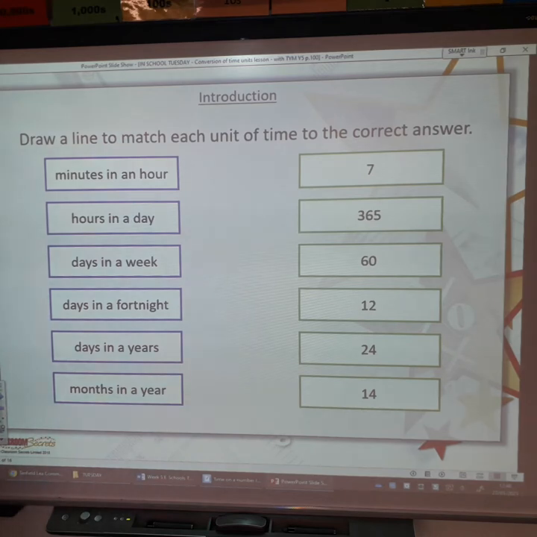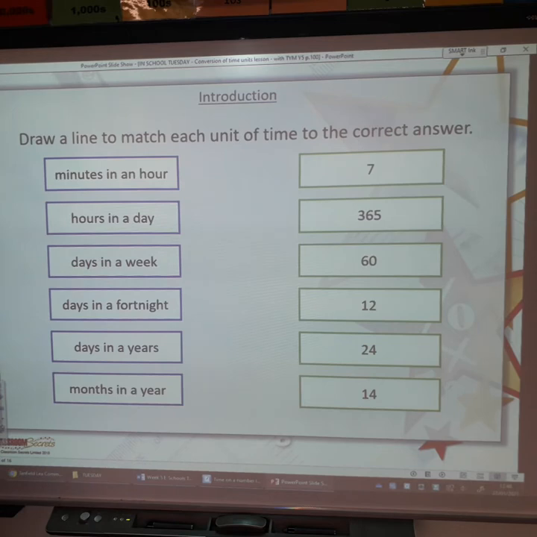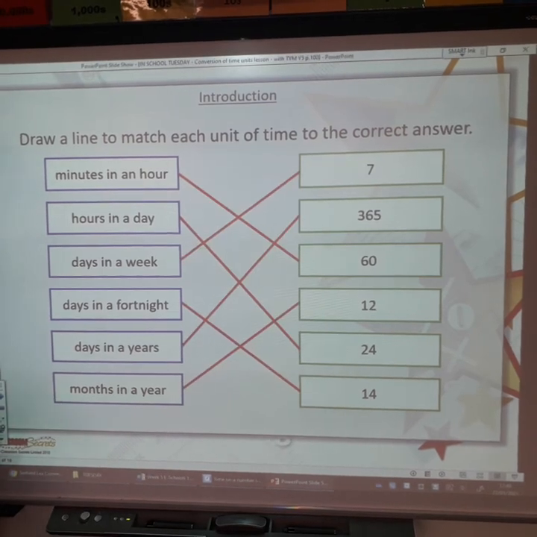We're just looking here today at units of time. So one of your tasks today will be to look at these blue and green boxes and match them up. Okay, and I think that's called task 3 on your sheet. So here are the answers today.